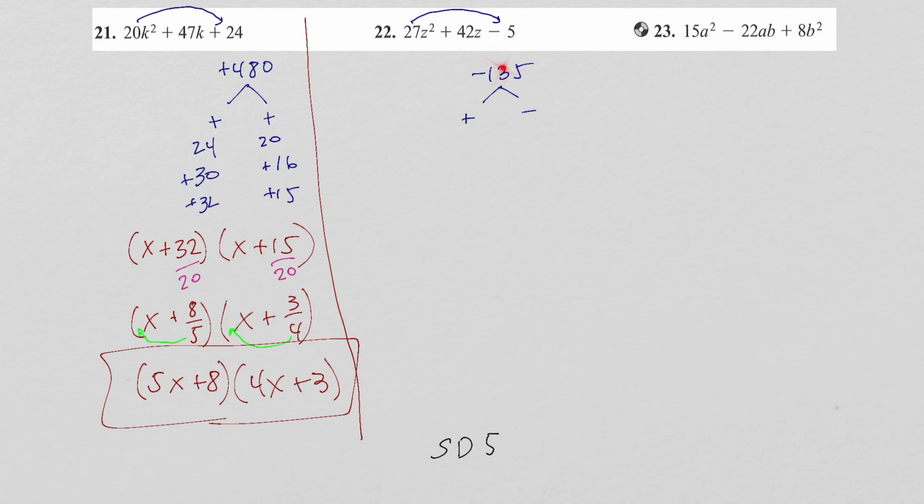So I'm going to try numbers like, say, 45. I'll just grab a calculator and go 135 divided by 45, and I get 3.